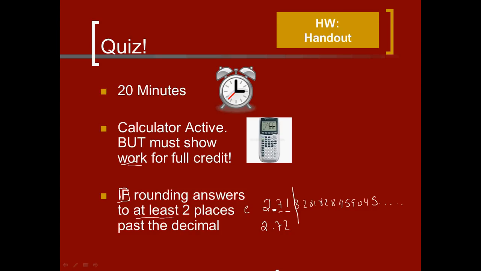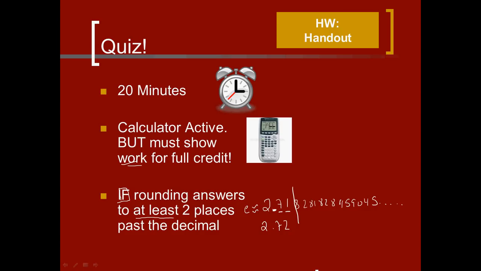And that is more like AP. AP just says 3 places past the decimal and allows that truncating or rounding for full credit. You can only lose 1 point in total for a rounding error. But why lose that point? So we want to start to get you used to that. So for this quiz, for no more than 1 point off, you need to follow the rounding rules anytime you're going to round.